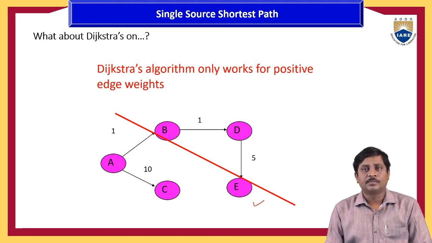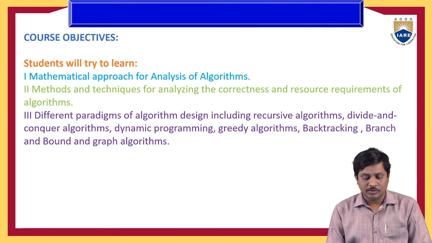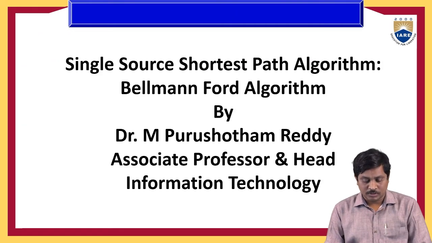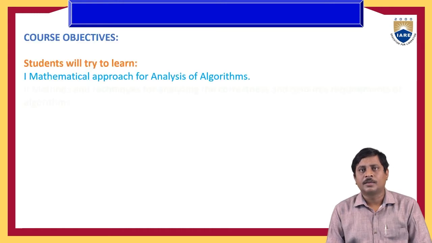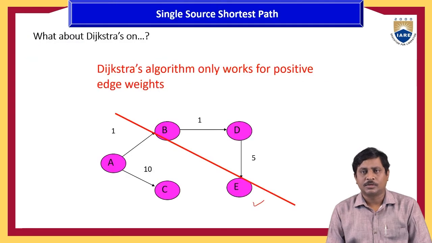So that's why, for this, the Bellman-Ford algorithm works for negative values also. So this algorithm also works for negative values. Here the Bellman-Ford algorithm also works for negative values of this given single source shortest path.